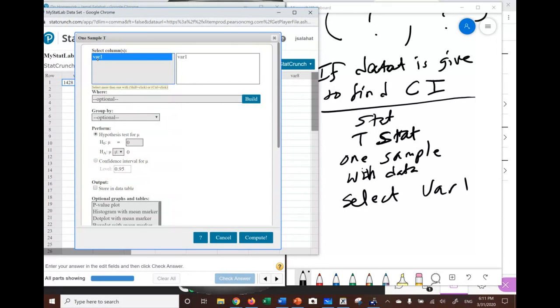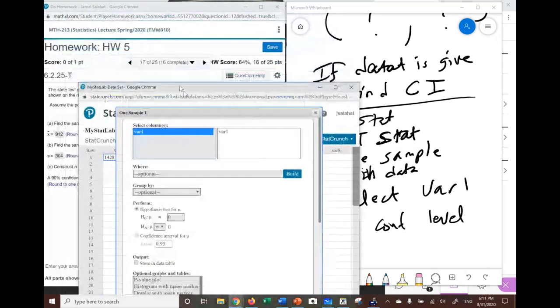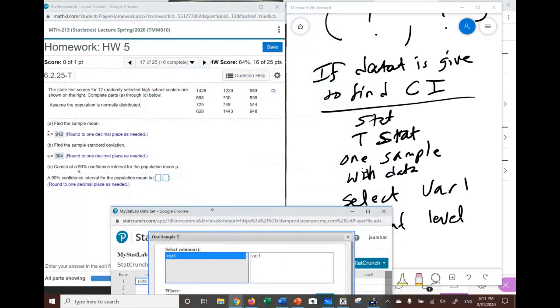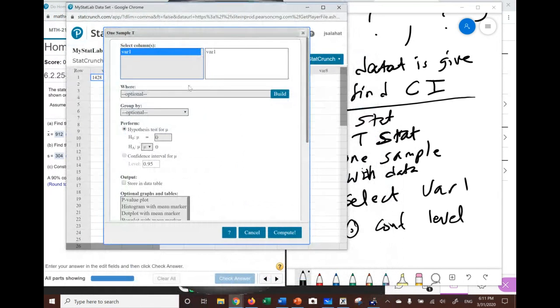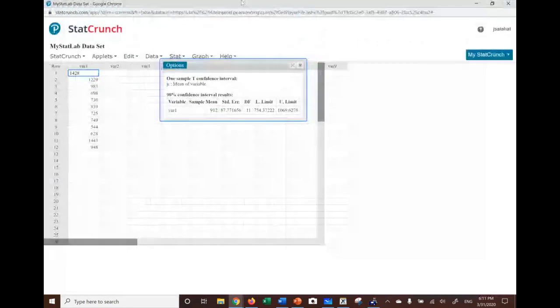Then I'm going to look at the circle where it says confidence level, and I have to identify the level they want me to use. If we go back to the problem, they're asking you to use 90% confidence. In part C, they asked me to find the 90% confidence level. So I go down here and change the level to 90%, and then I hit compute. And this is the interval that I have.